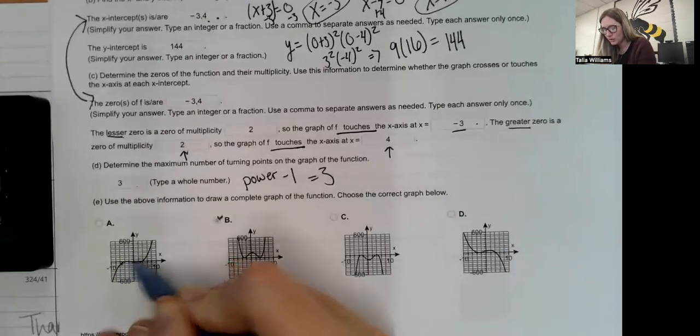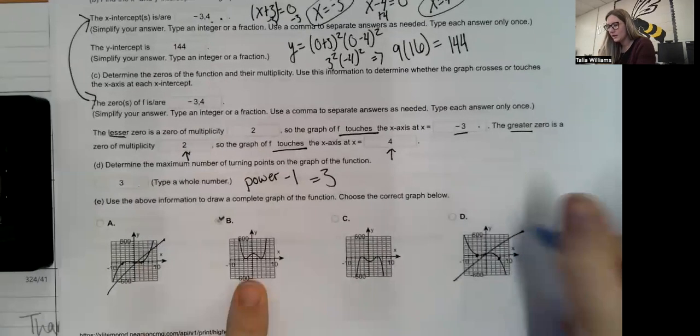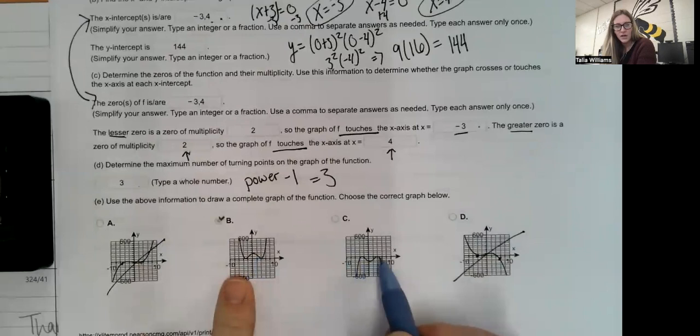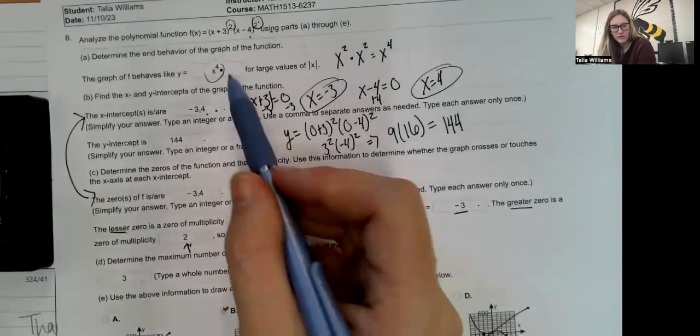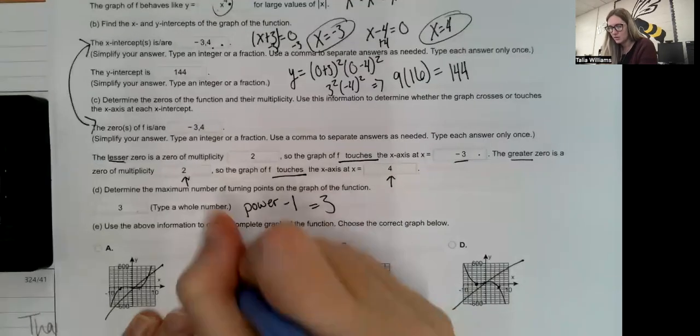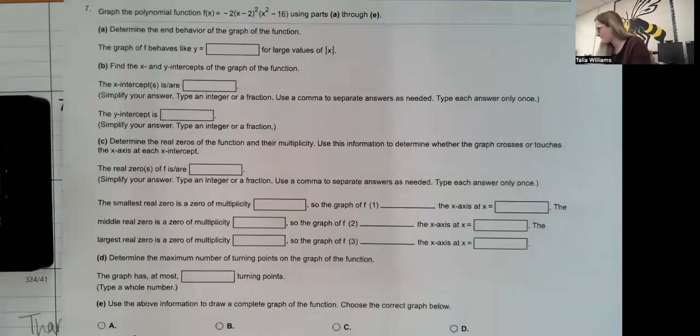This one only has 1, 2. This one only has 2. And then this one has 1, 2, 3, and so does this. But our end behavior of our graph is that it's positive. Negative graphs open downwards. This one opens upwards. This is our graph. All right, let's do this one now.